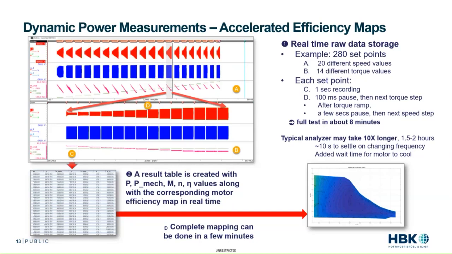So the entire efficiency map is done in about 8 minutes, whereas the typical power analyzer would take at least 10 times longer due to the 10 seconds settling time between changing of frequencies and added wait time for the motor to cool down, because the motor is going to be running for a longer period of time. So hence this accelerated efficiency mapping saves expensive test time, especially lab time.